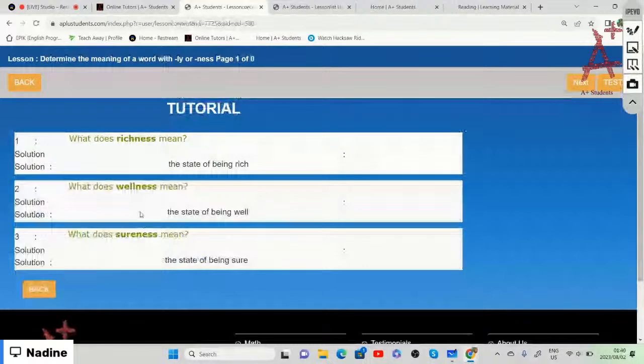Wellness, right? Wellness is the state of being well. That is wellness, the state of being well. Then we have sureness, right? Sureness is the state of being sure. So basically, ness, N-E-S-S, means the state of being. Ness means the state of being, right?